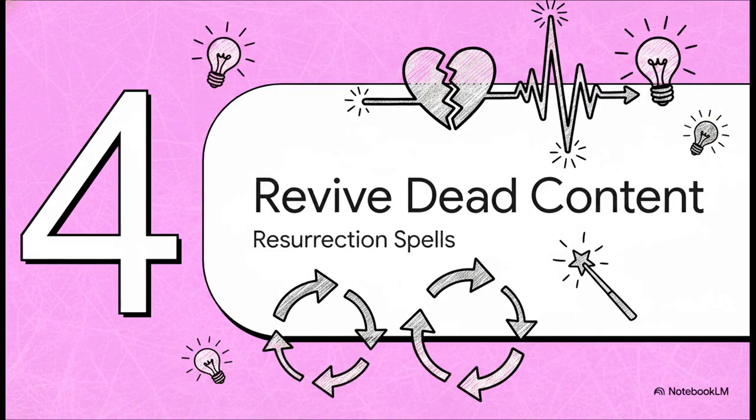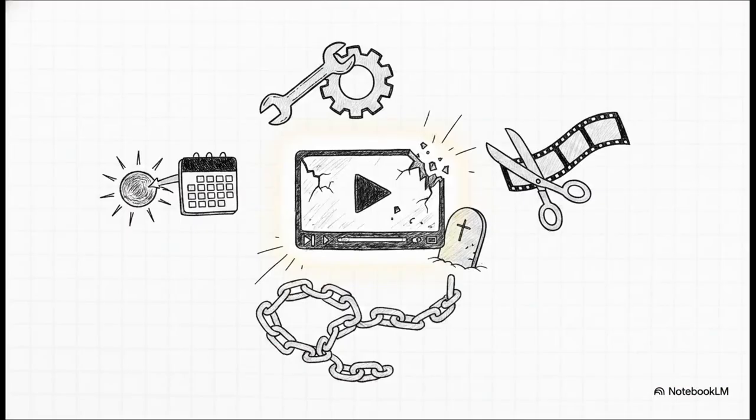But what happens when you do all that and the algorithm still shuts you down? That brings us to Section 4, How to Revive Dead Content, Resurrection Spells. Because look, even with stellar storytelling, sometimes things just die after 48 hours. It happens. But here is the ultimate secret. You can actually manually jumpstart that testing phase again. You can revive dead content practically overnight with a few tactical algorithm tweaks.